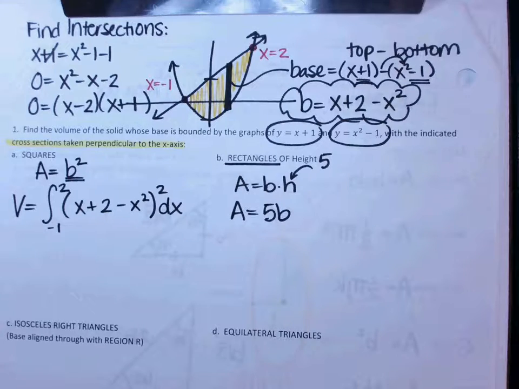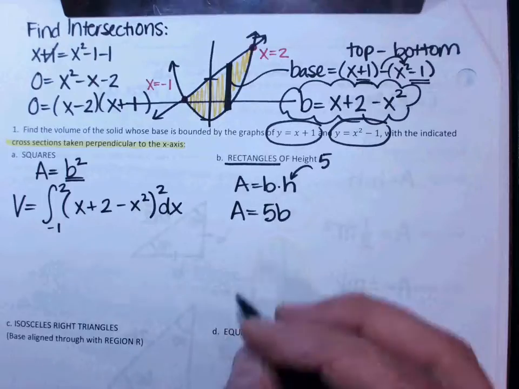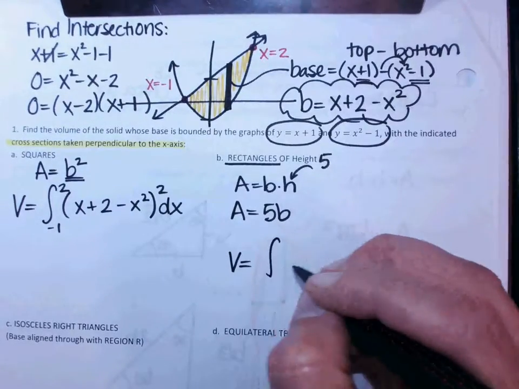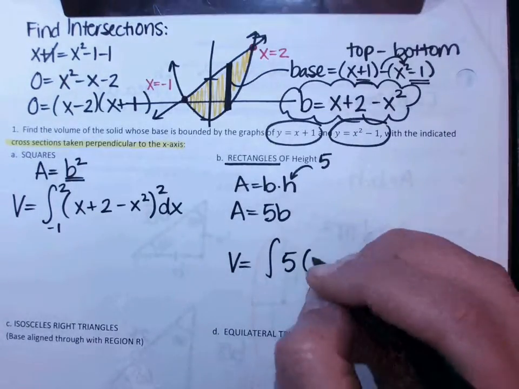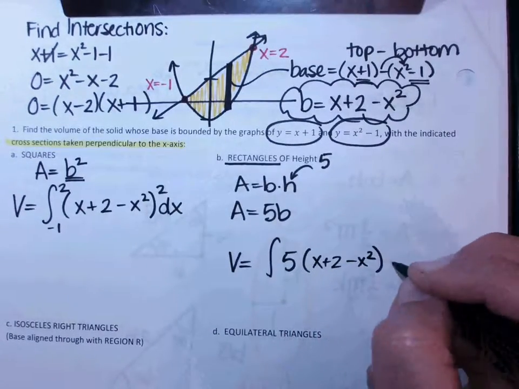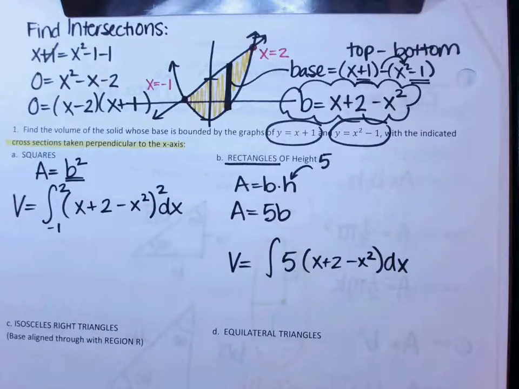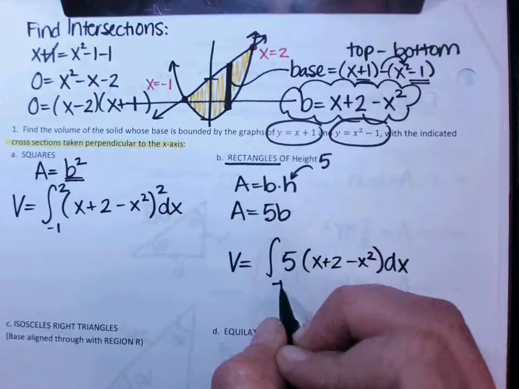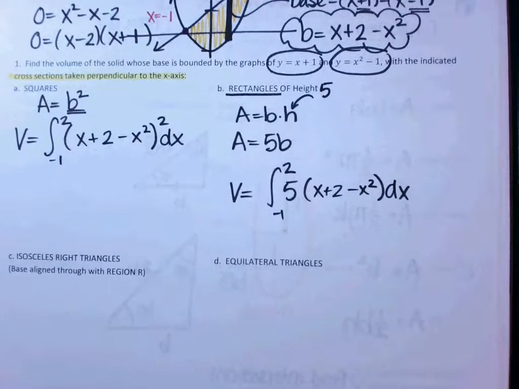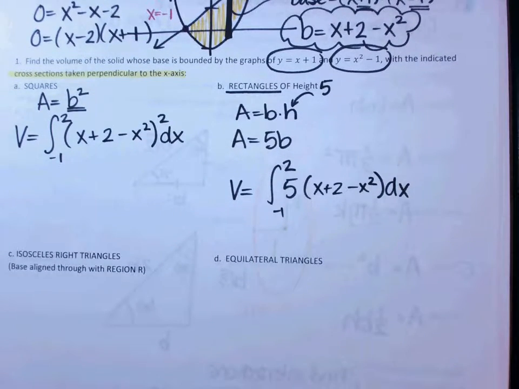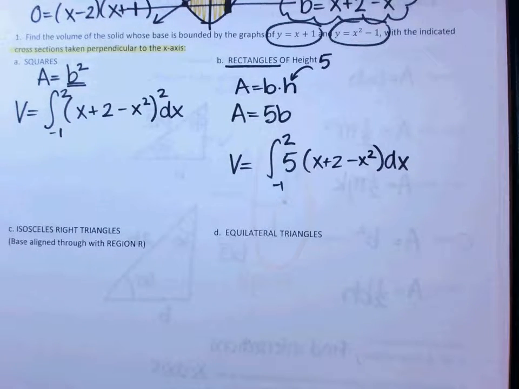That's the area equation. How do I get from area to volume? I do the integral. So volume equals the integral of 5b. And then what's my b? x plus 2 minus x squared dx. Where am I integrating from? What's the domain of my region? Negative 1 to 2. Okay? Let's go down to the next one. I changed it to a 5, because with a 1 we wouldn't even have to write it, right, if you multiply by 1.